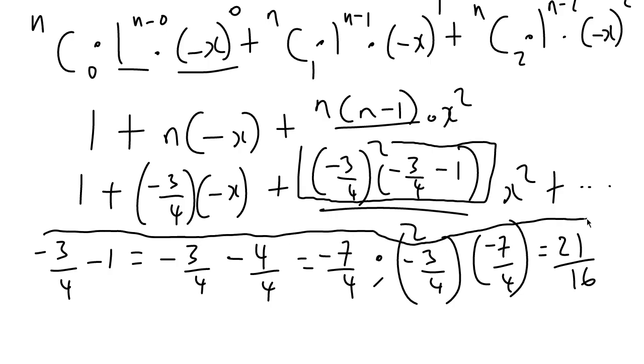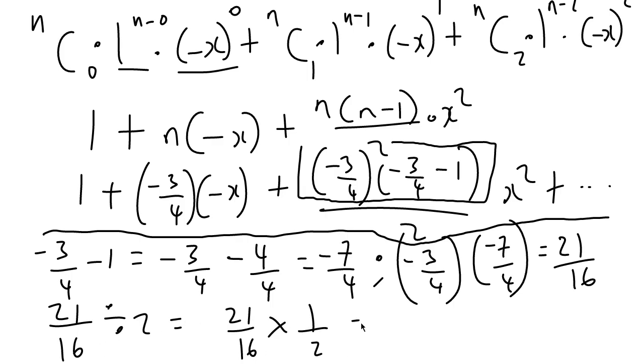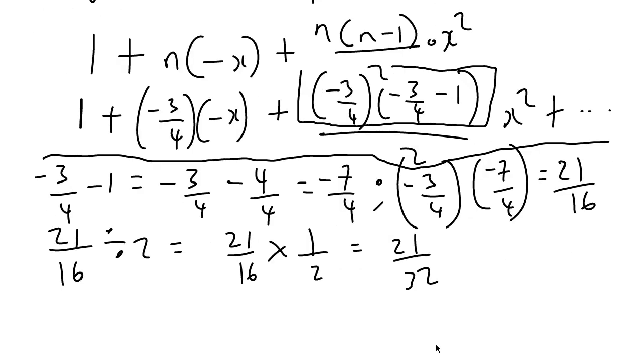Hope you've not forgotten. So what's 21 over 16 divided by 2? 21 over 16 divided by 2 will be equal to 21 over 16 times 1 over 2, which is what? 21 over 32. Are you following? So with that now, going back to what we have, negative 3 over 4 times negative x, the negative becomes a positive, so that will be 1 plus 3 over 4x.